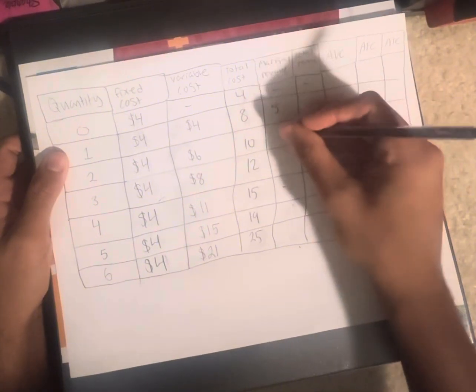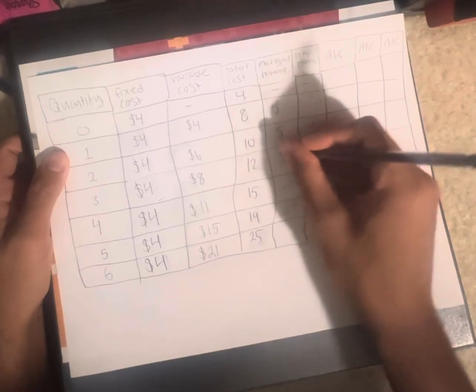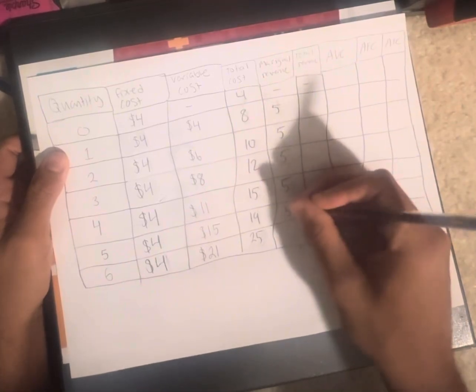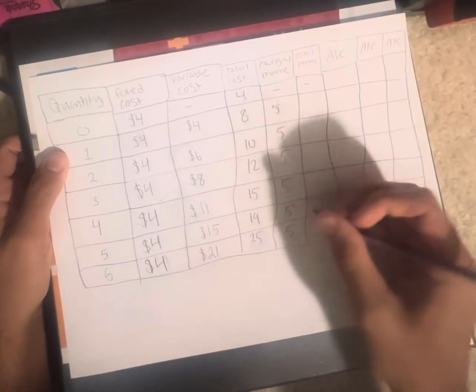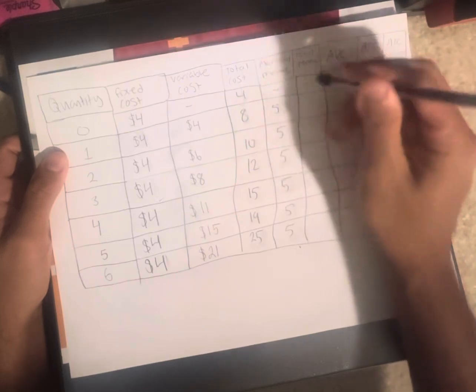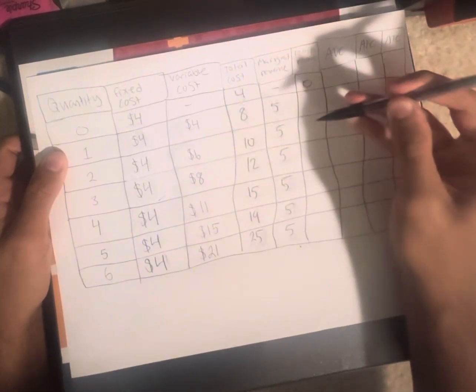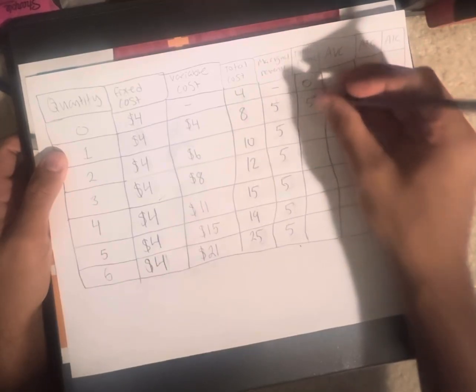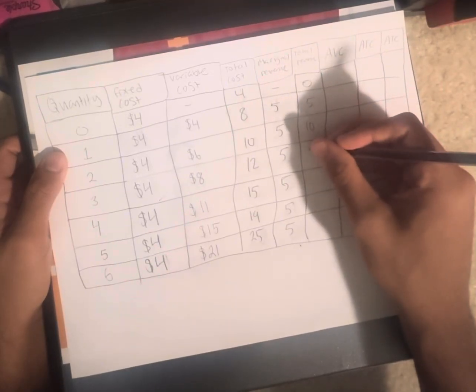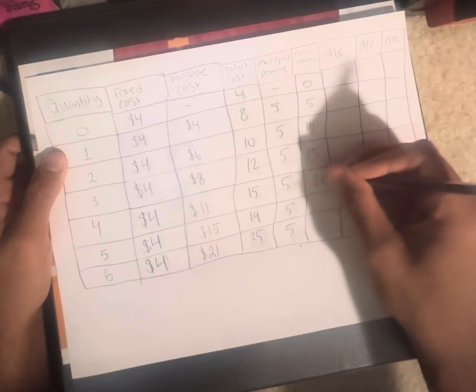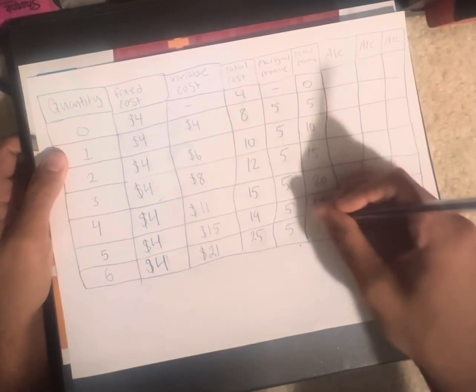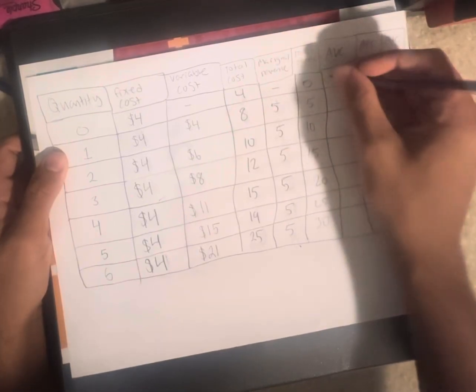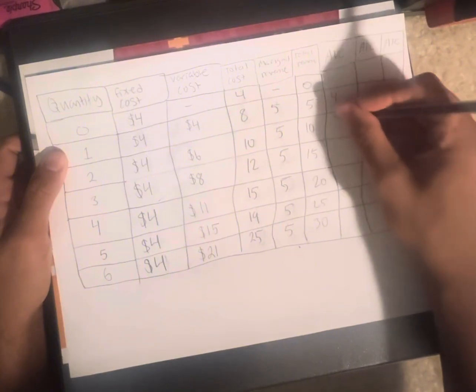Marginal revenue, it's in perfect competition. Firms are price takers, so MR always equals price. Total revenue equals price times quantity. So at Q equals 1, TR equals 5, then 10, then 15, 20, 25, 30. And at Q equals 0, TR is always 0.